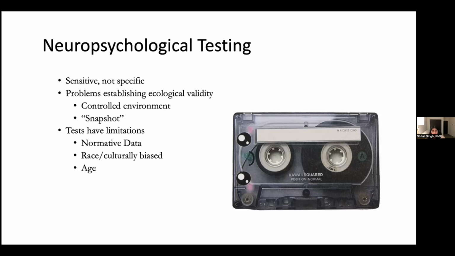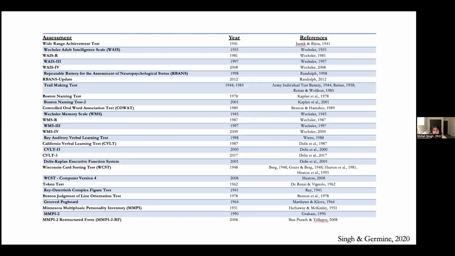Our tests themselves have huge limitations in terms of normative data. They're race and culturally biased, and may not be suitable for the ages that we're assessing. For example, if you showed this picture to someone in Gen Z, I don't think they would know what it was. So our tests themselves are outdated. I put this together in one of our papers from last year, but essentially this is just a list of the most commonly used batteries. And as you can see, they range from the 1940s, the most recent one being the newer CVLT version. So our tests are old.